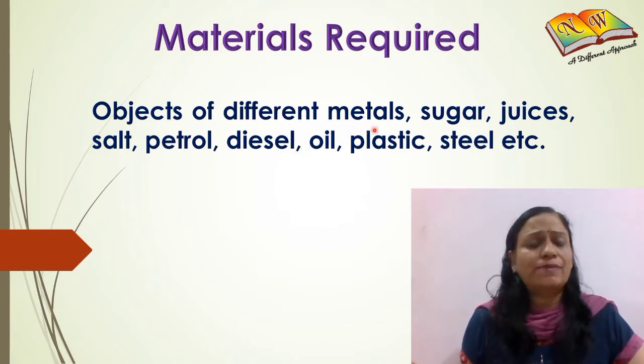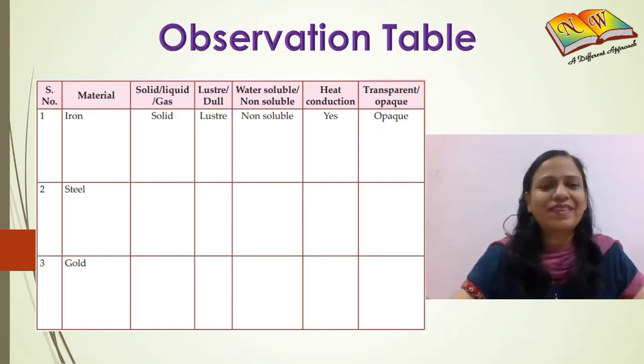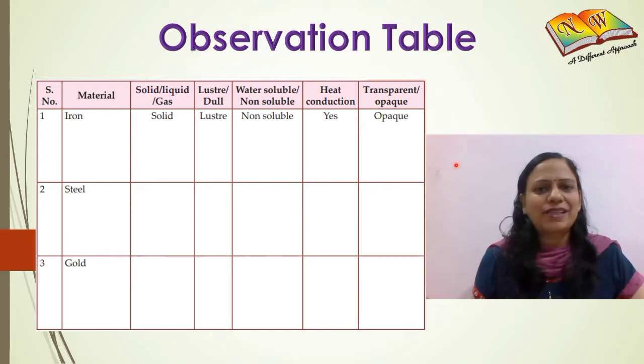You can have different types of metals, whatever you can get access to very easily. You can have some materials such as sugar, juices, salt, petrol from the kitchen, then diesel, oil, plastic, steel, and anything you can get hold of, and you can classify it in the table. So a few objects are already given, but you may add as many as you want according to your choice. So let's start with this.